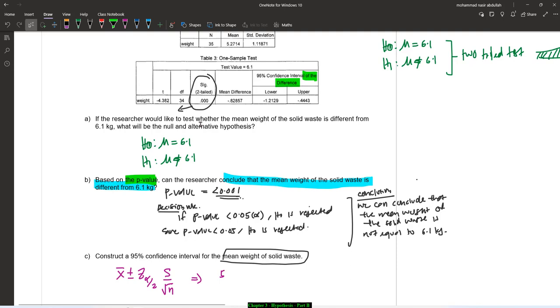So mean is equal to 5.2714 plus minus 95% is 1.96. Look in the calculator, in the statistical table. So this one is 1.1871 divided by square root of 35. Right?